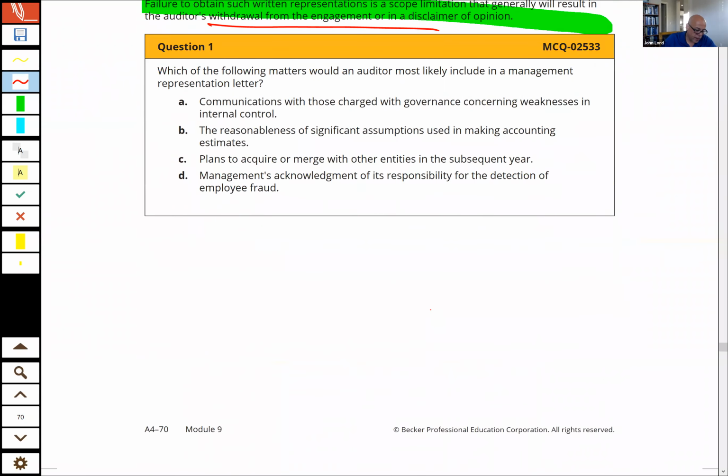Okay, let's go ahead and take a look now at this question. I feel like we have a lot of number ones today. Seems like we typically are having one question per section here.